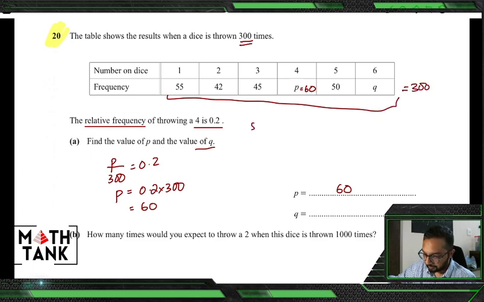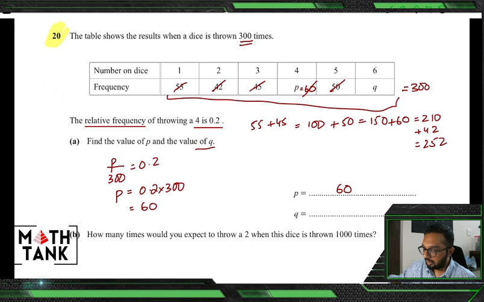Let's add them up. 55. What's easy to add? 45 is easy to add. So what do I get? I get 90 and 100. Then 50 is easy to add. So plus 50 gives me 150. Then 60 is easy to add. So that gives me 210. 210 plus 42. So that gives me 252. 300 minus 252 is therefore 48.